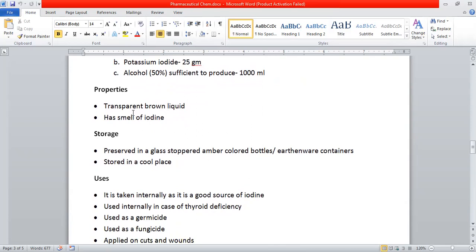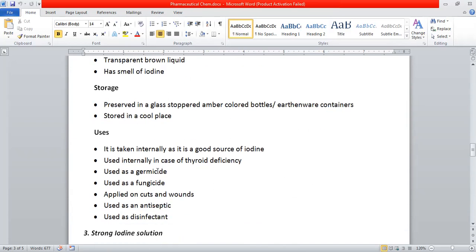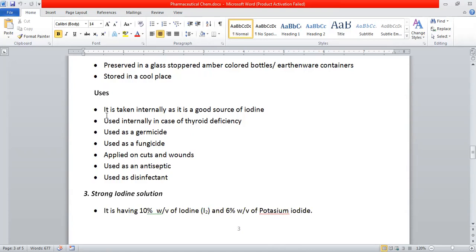Now, properties, it is a transparent brown liquid and has a smell of iodine. Storage, it is also preserved in glass stoppered amber colored bottles or earthenware containers, and it is also stored in a cool place. Uses, it is taken internally as it is a good source of iodine, and it is also used internally in the case of thyroid deficiency.